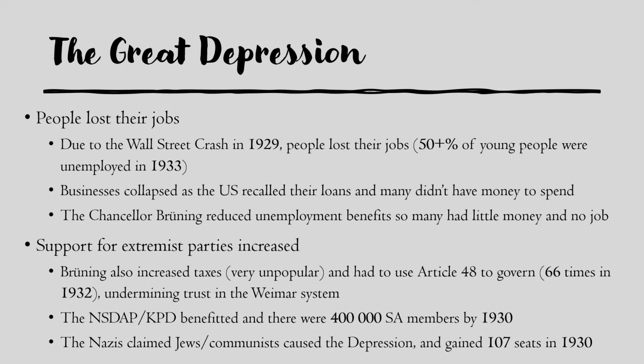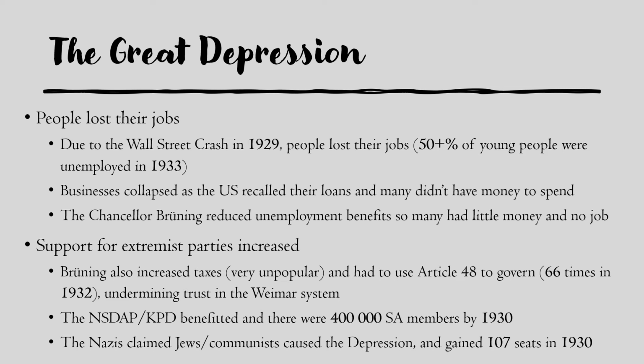And he used this 66 times in 1932. This undermined trust in the Weimar system, because technically he wasn't even passing laws democratically anymore. He didn't have the support of the Reichstag, and he wasn't seen as very popular at all. And so the extremist parties, both on the right, the NSDAP, the Nazis, and on the left, the KPD, the communists, massively benefited from this anger at the moderate parties.